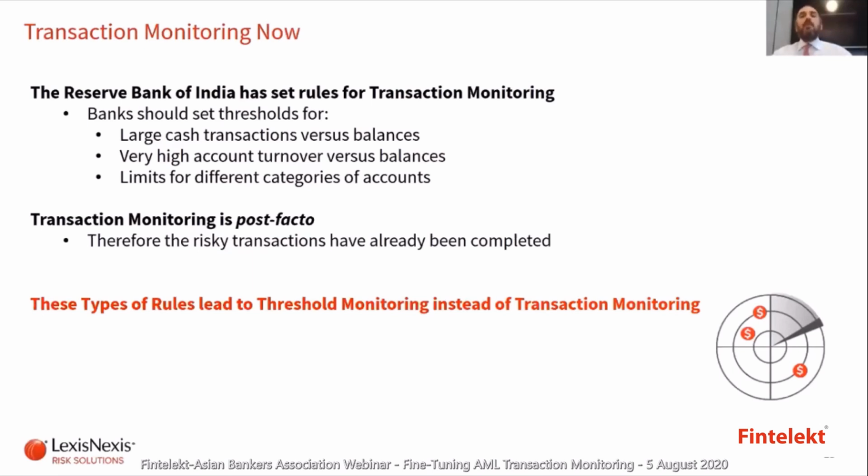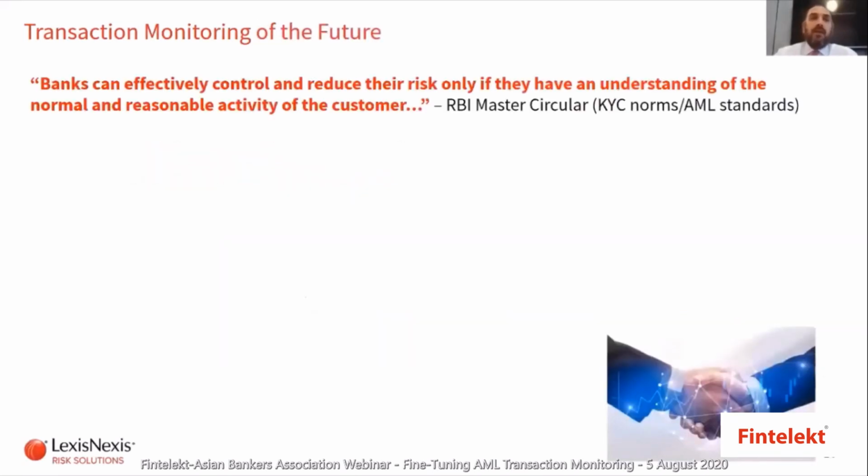The problem with these limits is that transaction monitoring is post facto. So you become threshold monitors instead of transaction monitors, and the risky transactions might get through because they might be below thresholds. You need to be aware of the fact that risk is happening below the thresholds that are being set. And so how do we see the future?